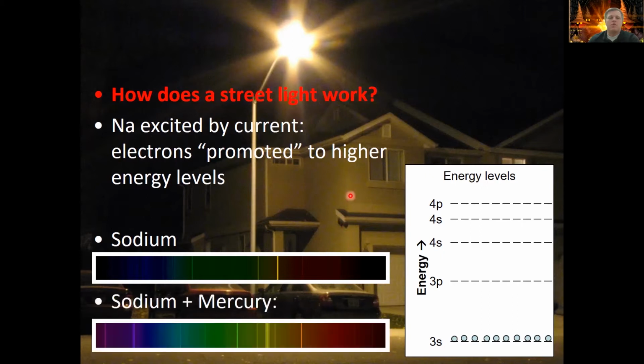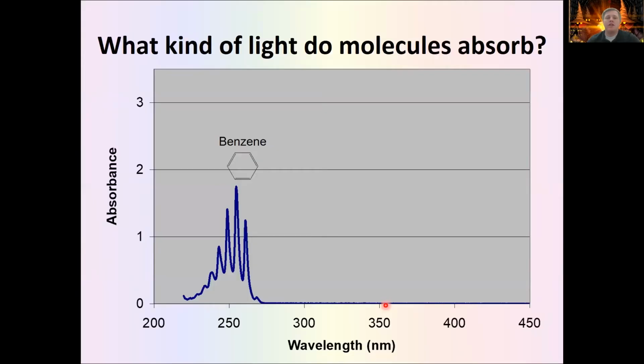So to give it a little more color, you can throw in mercury. Mercury has a lot more emission lines just because it has a lot more protons and electrons, so it has a lot more orbitals to jump in between, and so you get all these extra colors. So electronic structure matters a lot in the wavelength of light that's being absorbed.